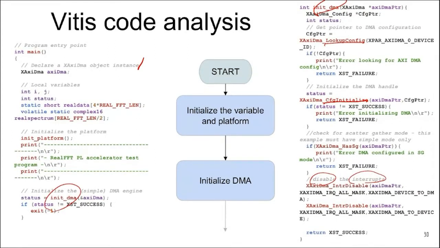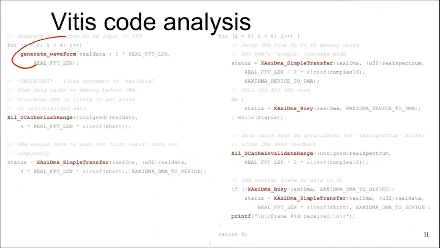So when we successfully initialize the host program, we generate the waveform on the host side. It is to generate a sinusoidal wave here. Then we flush the cache. We flush the cache from the data cache to memory before we do the data movement. This is important because if we do not flush the data cache, we may copy invalid data to the kernel. So when we flush the cache, we can do a simple transfer from DMA to device.